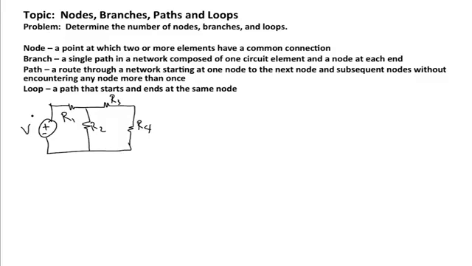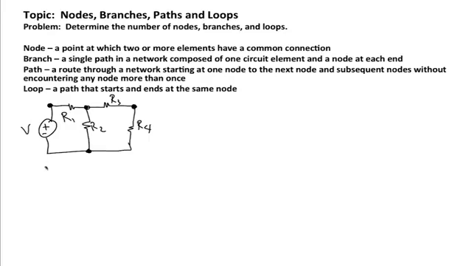So if we start at the bottom, we see that there's a node at the bottom of this circuit that connects the voltage source, R2, and R4. If we look at the top of the circuit, we have some nodes as well. On the left-hand side of the circuit, there's a node that connects R1 with the voltage source V. In the center of the circuit, we have a node at the top that connects R1, R2, and R3. We also have a node over on the right-hand side of the circuit that connects R3 and R4.